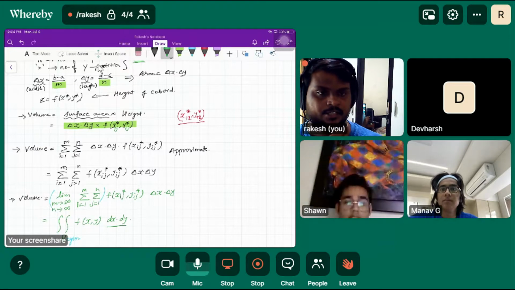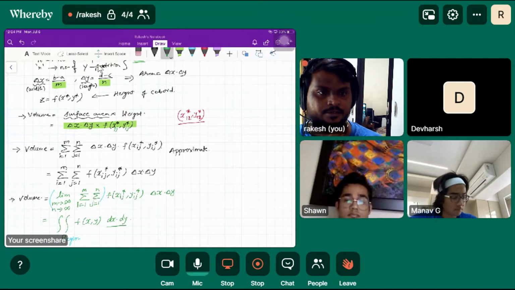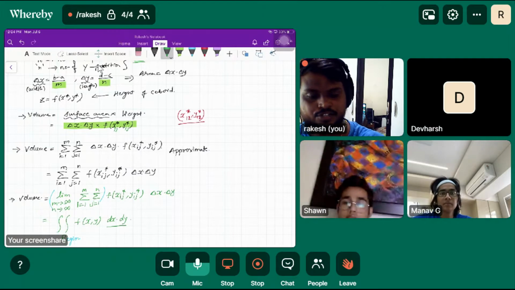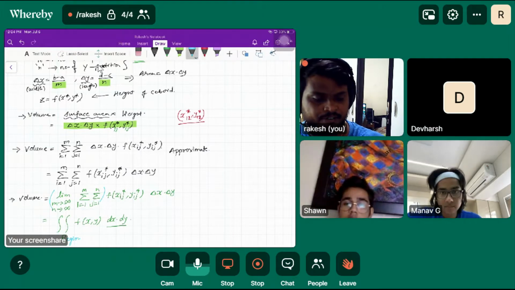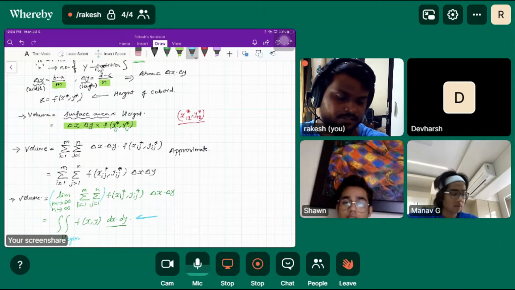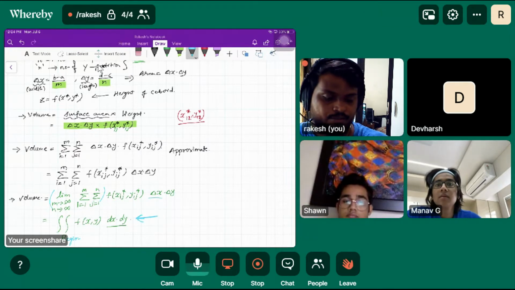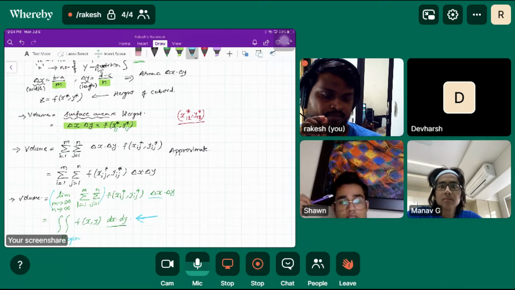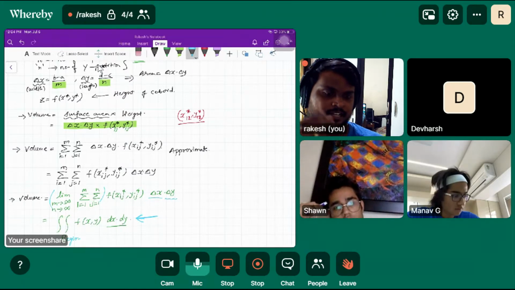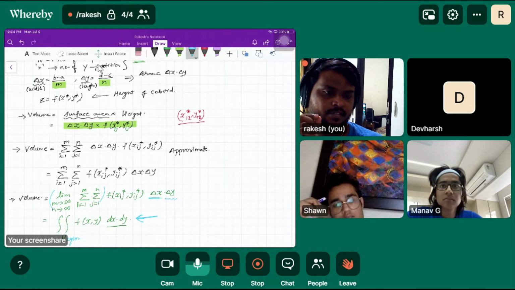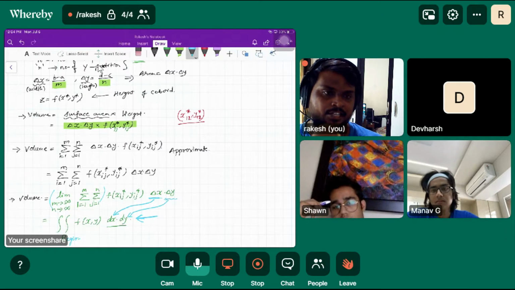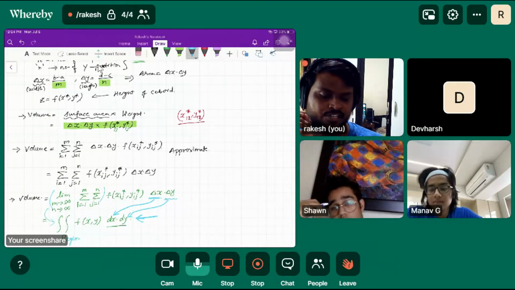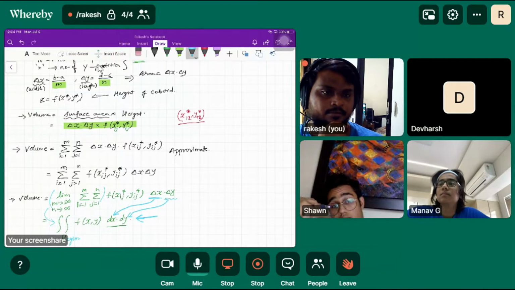Hello. Yeah, I can hear. Okay, did you understand my question? How did we get this dx and dy here? See, we are reducing the width along the x direction, and we are reducing the length along the y direction. For infinitesimal width and infinitesimal length, we can write dx and dy here. And the limit of the sum gives you the integration sign. Makes sense?